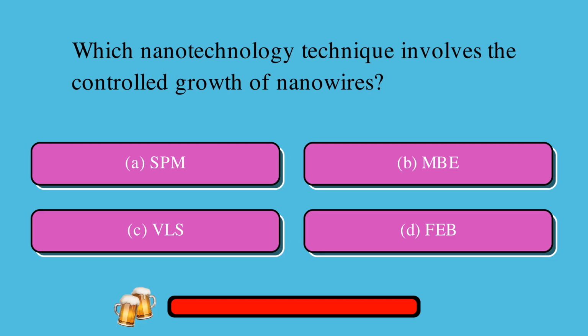Which nanotechnology technique involves the controlled growth of nanowires? Is it A. SPM, or B. MBE, or C. VLS, or D. FEB? The correct answer is C. VLS.